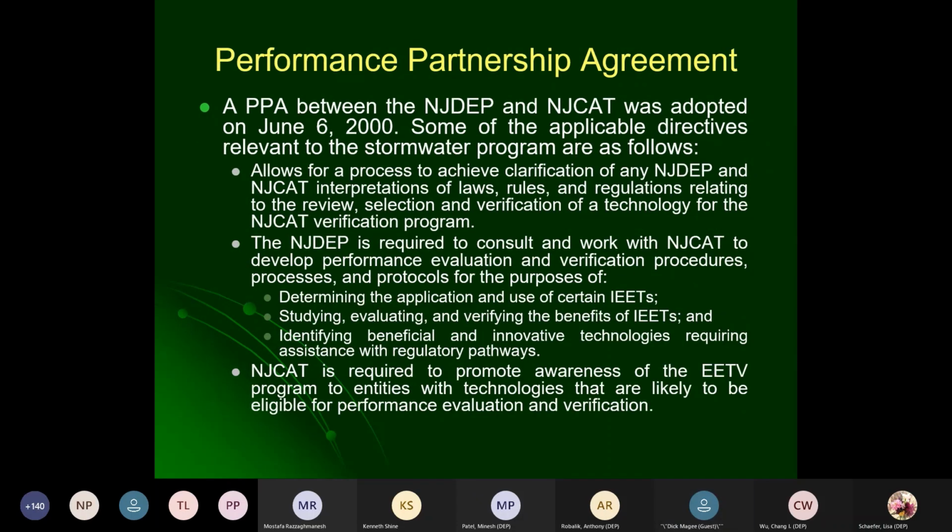Next slide. An equally important document came along about six months later, June 6, 2000: a performance partnership agreement executed between NJDEP and NJCAT. Not to go through all the details, you can read the words as well as I can. In the middle of this slide, you'll see that DEP is required to consult and work with NJCAT to develop performance evaluation, verification procedures, processes, and protocols. This is to determine the application and use of certain IETs in the state of New Jersey.